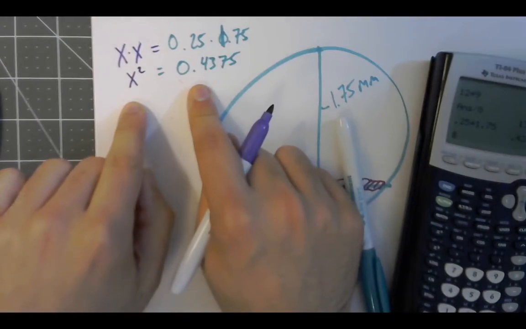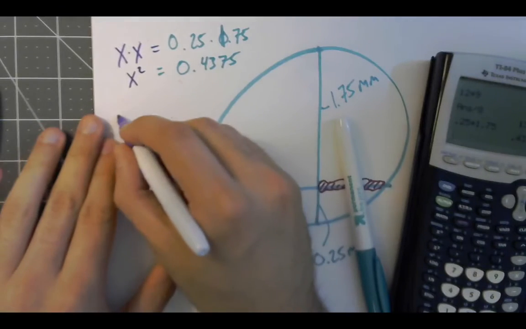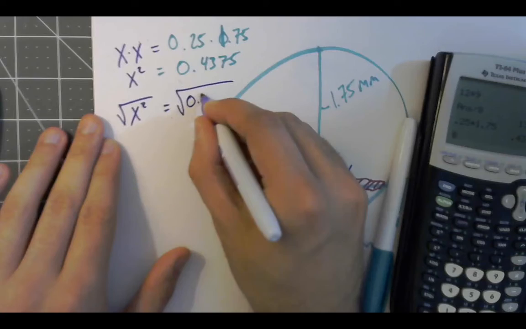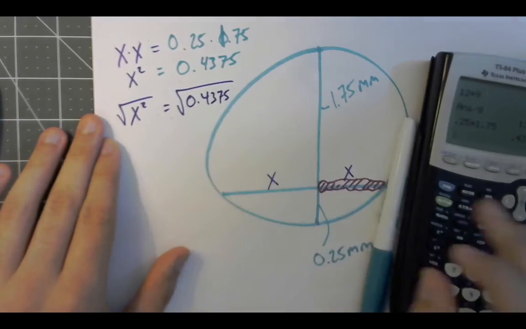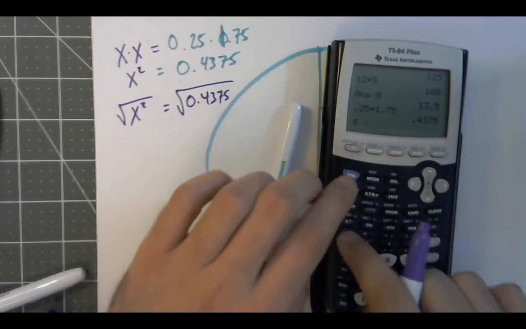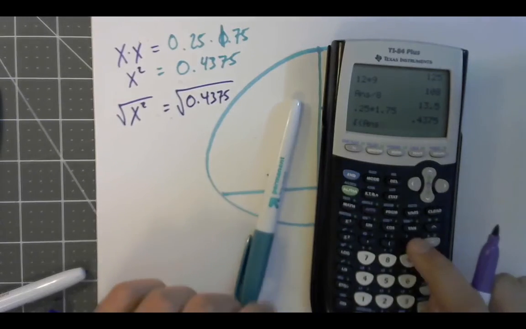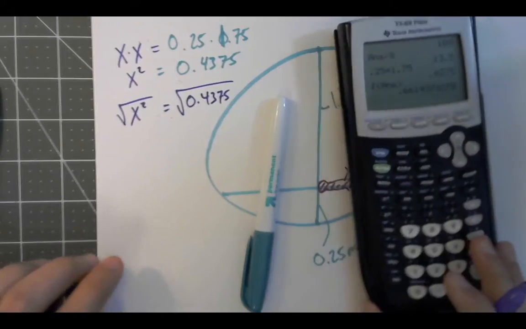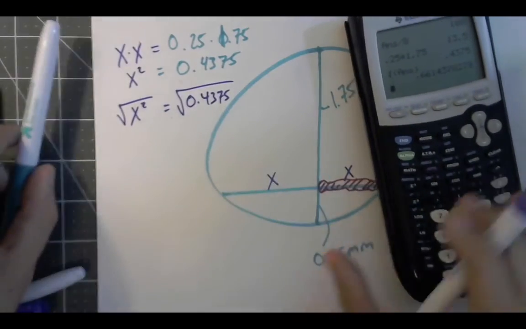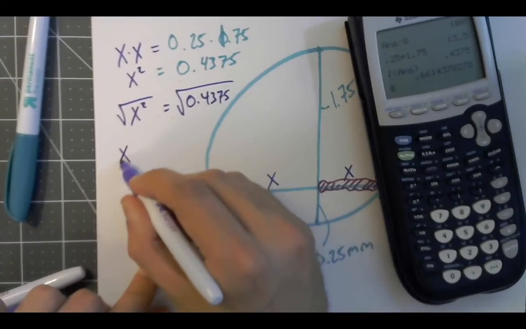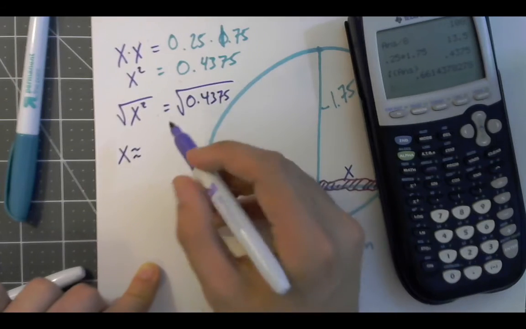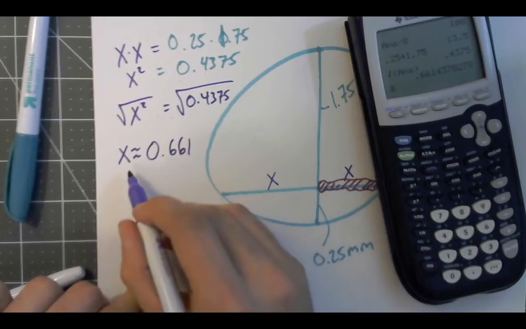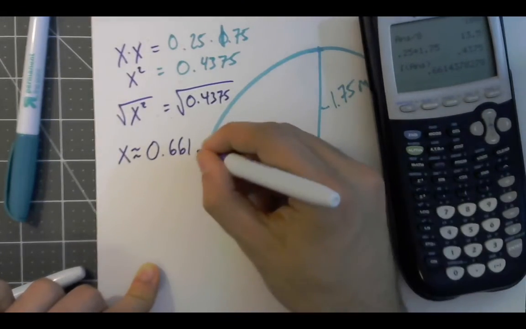So how do I get rid of a squared? What I'm going to do is square root both sides. The square root of x squared is x. And we get a very large decimal, so we will just round it. How about 3 decimal places? 0.661. And that is in millimeters.